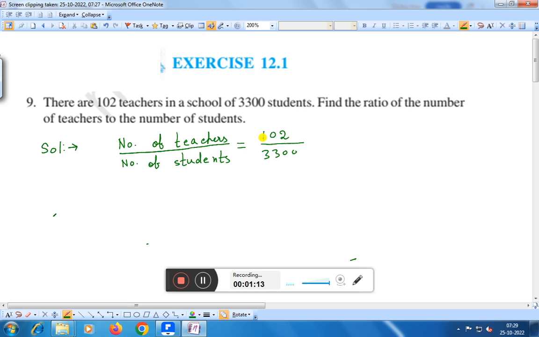Here 2 plus 1 is 3, that means this is divisible by 3, and here 3 plus 3 is 6, that is also divisible by 3. Therefore we divide this number by 3, that is 3 3s are 9, and 3 4s are 12. And this one is also divisible by 3, that is 3 1s are 3, 3 1s are 3, 0 0.